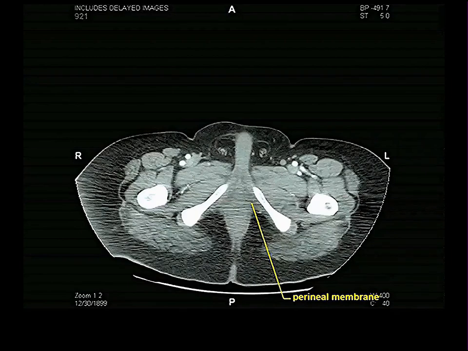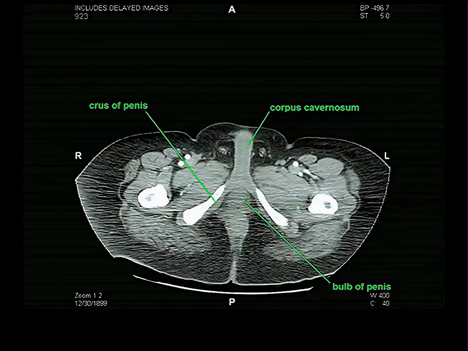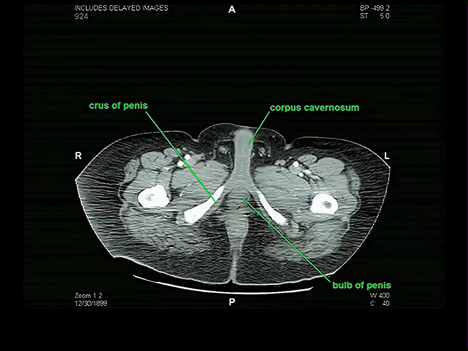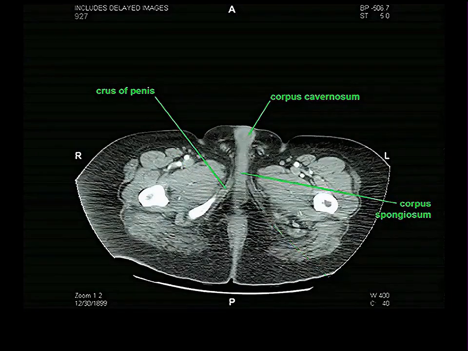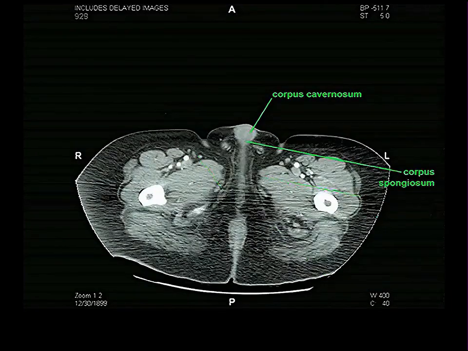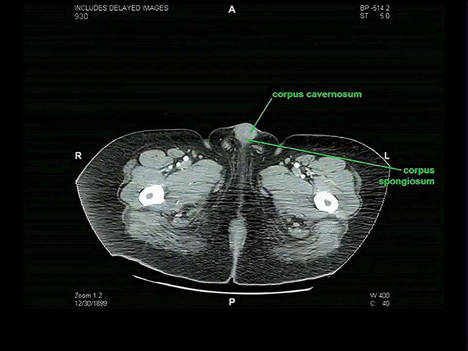Here's the male perineal membrane, in my opinion. This must be the crus of the penis on either side, joining to become the corpus cavernosum. And this must be the bulb of the penis, which if we follow, will turn into the corpus spongiosum. And in fact, here's the corpus spongiosum. And then here's a cross-section of our penis with the corpus cavernosum and the corpus spongiosum on the ventral side.